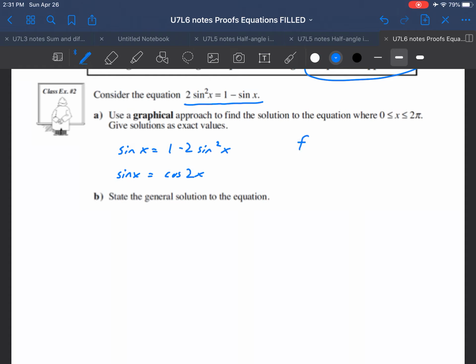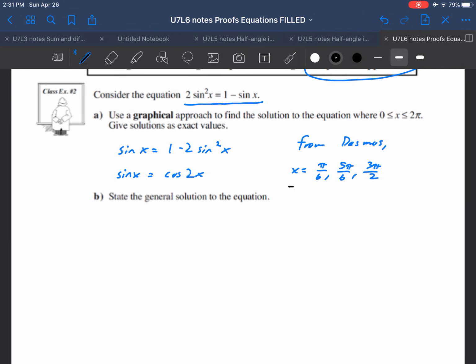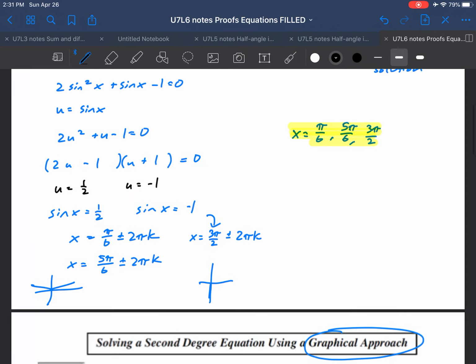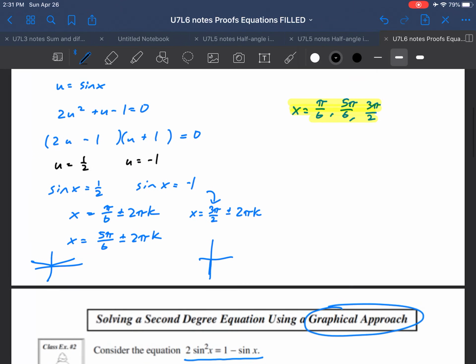So I'm going to just say from Desmos, x can be pi over 6, 5 pi over 6, or 3 pi over 2. So those are our answers, and those I believe are the same as before. Yeah. All right. General solution. Well, we actually already did that.